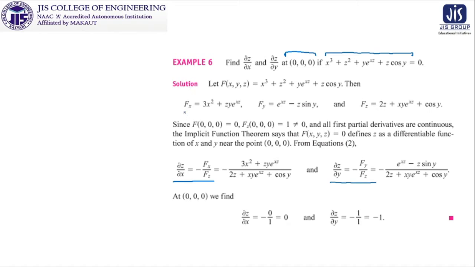So our job is to find out fx. Fx means the partial differentiation of f with respect to x, and what we get is 3x square plus zy e to the power xz. Now it is a very simple partial differentiation which was actually mentioned in the prerequisite. Similarly, fy is e to the power xz minus z sin y, and fz is equal to 2z plus xy e to the power xz plus cos y. Okay. Now as these are all 0, you substitute the value (0, 0, 0), and you will get it.